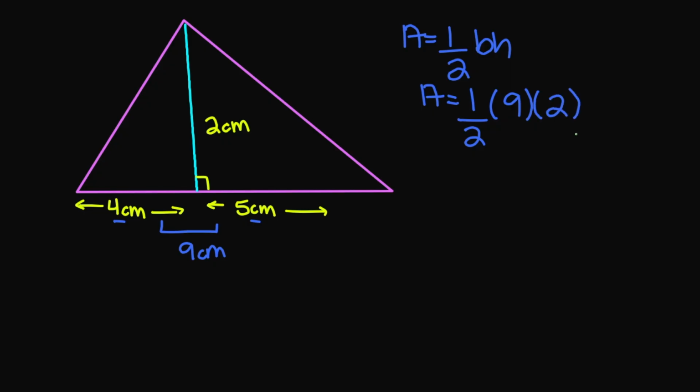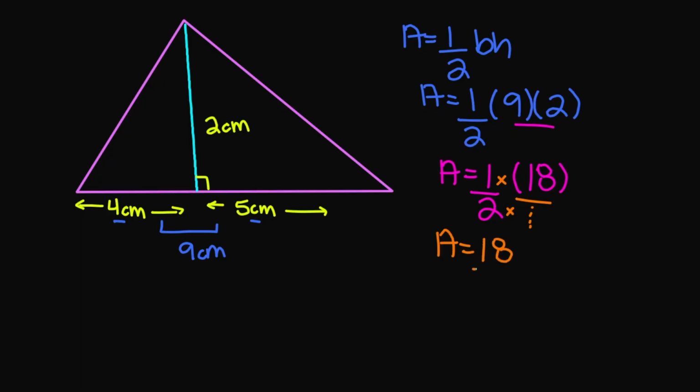9 times 2. This here is going to equal 18. So we have A equals 1/2 times 18. Then we're going to multiply 1 times 18. And then 2 times 1. So A equals 18 in the numerator, and then the denominator is 2. 18 divided by 2, this is going to equal 9 square centimeters. And this is your final answer.